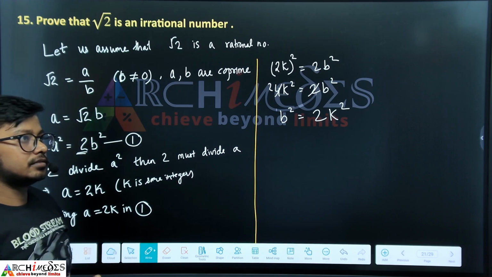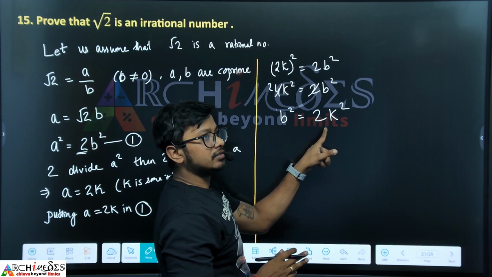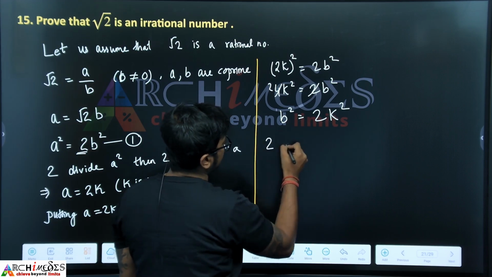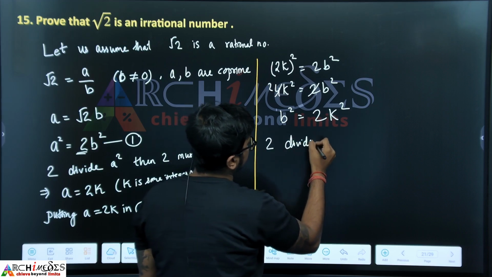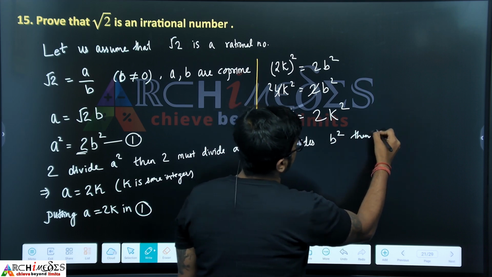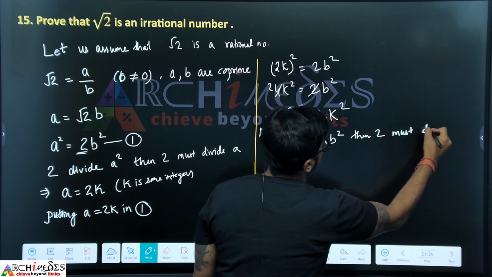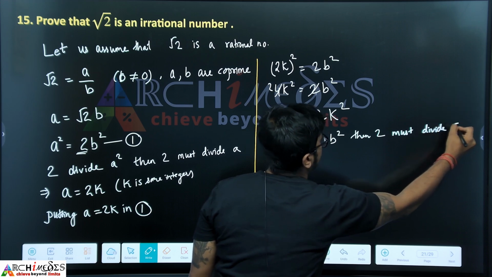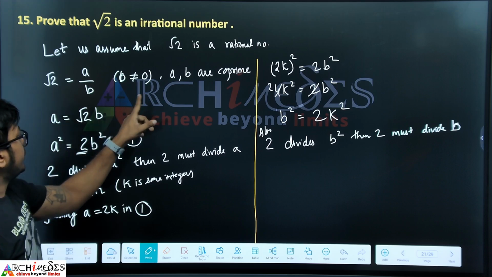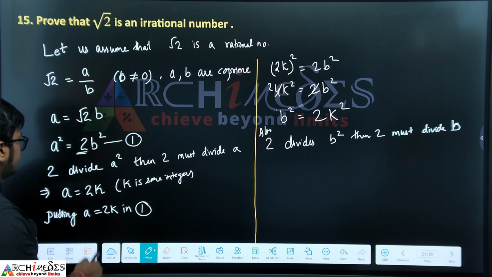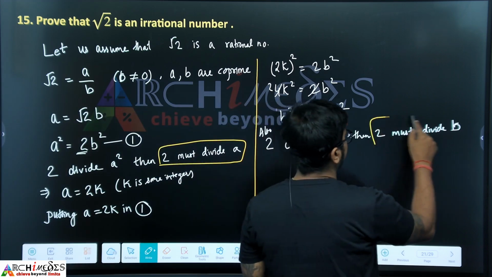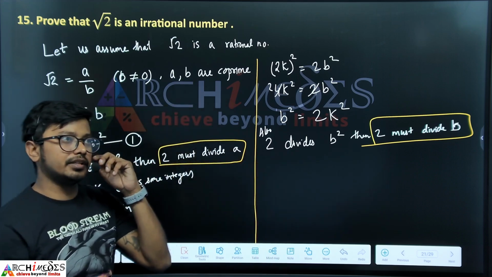Am I clear? So look over. Again, b square has what, 2. Same. So that means 2 divides b square. Then 2 must divide b. Now this has become the opposite, so our assumption has become wrong. Because a is also divisible by 2, and 2 also divides b, then 2 is a common factor of a and b. Then how can they be co-prime?